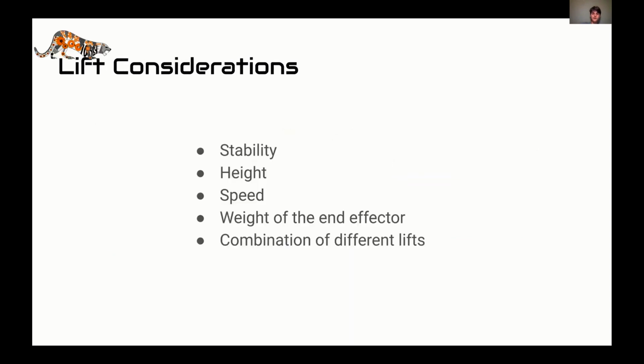So, some lift considerations are stability. You don't want something to be too tall and not stable. The heights are important to reaching some of those elements in the scoring zones. Then there's the speed of your lift, the balance of your robot (you don't want one side to be way heavier than the other), and the combination of different lifts.